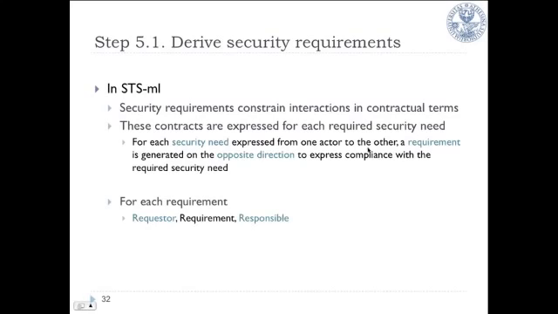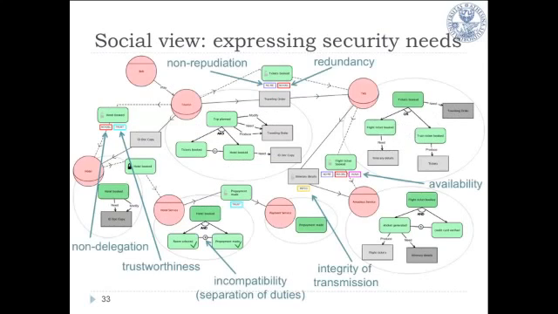So for each security need that we have expressed from one actor to the other, a requirement is generated in the opposite direction, from the responsible actor, to express compliance with the security need that is being required. How do we do that? Whenever we have security needs expressed over interactions, say non-repudiation, redundancy, availability, integrity of transmission, and so on. For instance, consider non-repudiation expressed by the tourist towards the travel agency service.